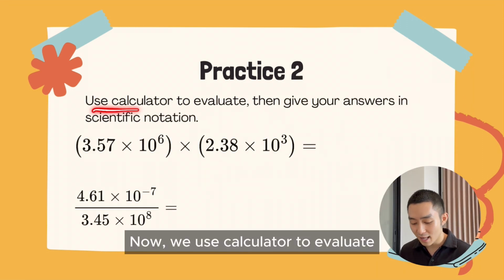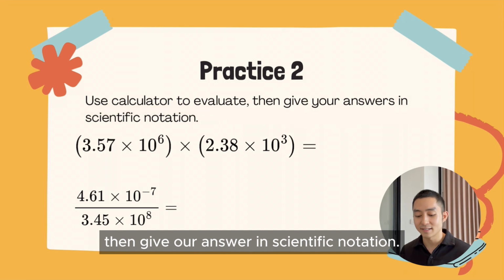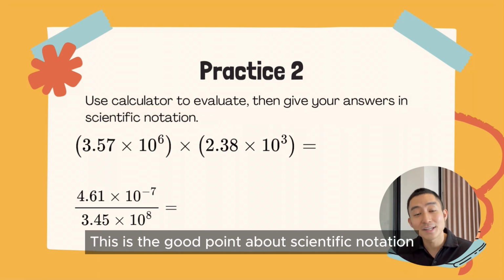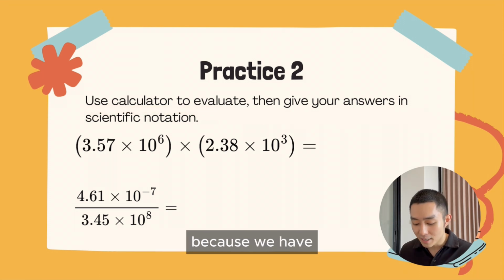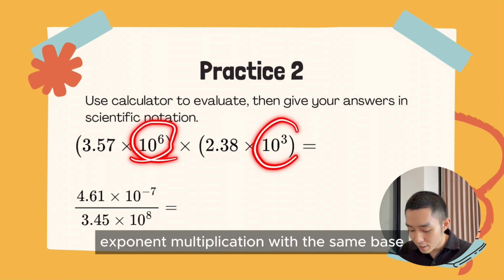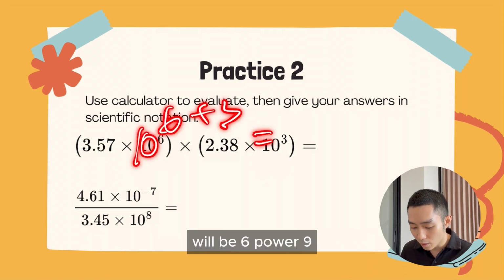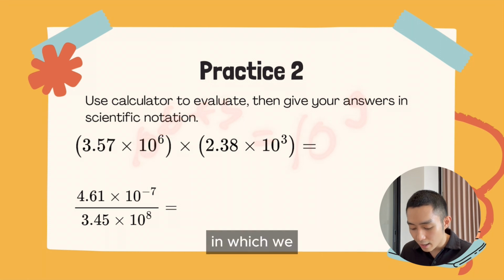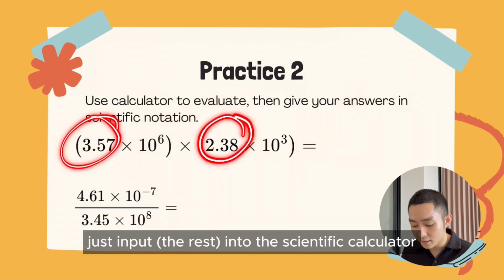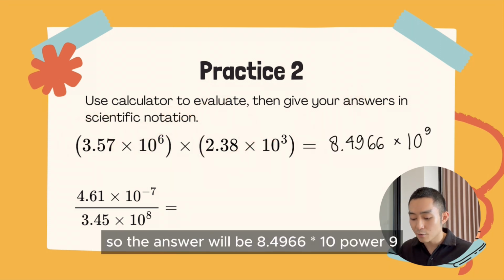And now we use a calculator to evaluate, then give our answer in scientific notation. And this is the good point about scientific notation, because with exponent multiplication with the same base it will be 6 power 9, which we just input into the scientific calculator. So the answer will be 8.4966 times 10 power 9.